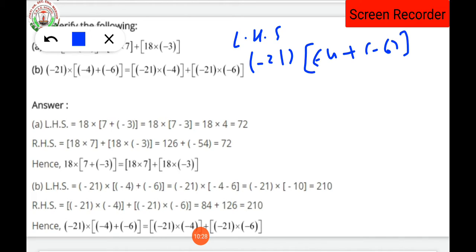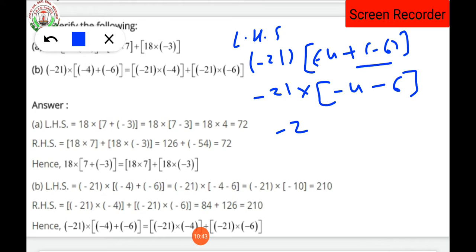Open the bracket first, then minus 21 into minus 4, plus and minus will become minus, isn't it? So minus and minus will become plus, isn't it? So here minus 21 into minus 10. Now minus and minus will become plus, so 21 into 10 will be plus 210. 21 into 10, that answer will be 210.